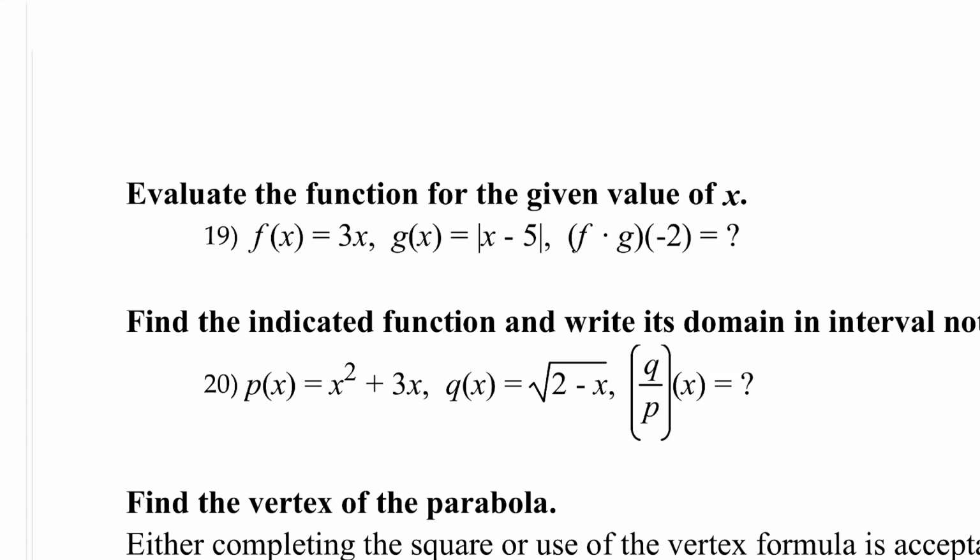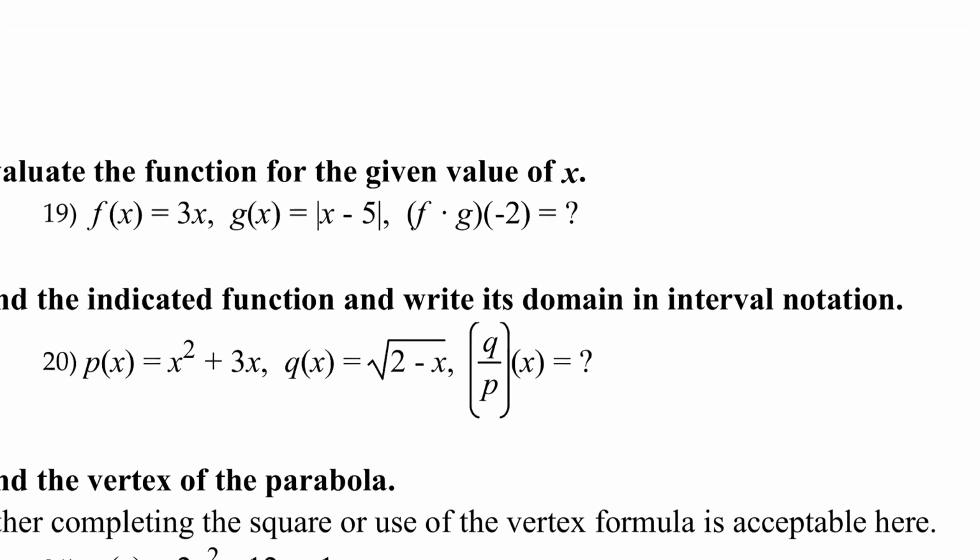Number 19, evaluate the function for the given value of x. We have two functions given, f and g, and we are asked to find f times g evaluated at -2. What this means is that we're going to evaluate the function f at x equals -2, and multiply that to the product of the function g evaluated at x equals -2. So we're going to replace every x in our functions with -2.